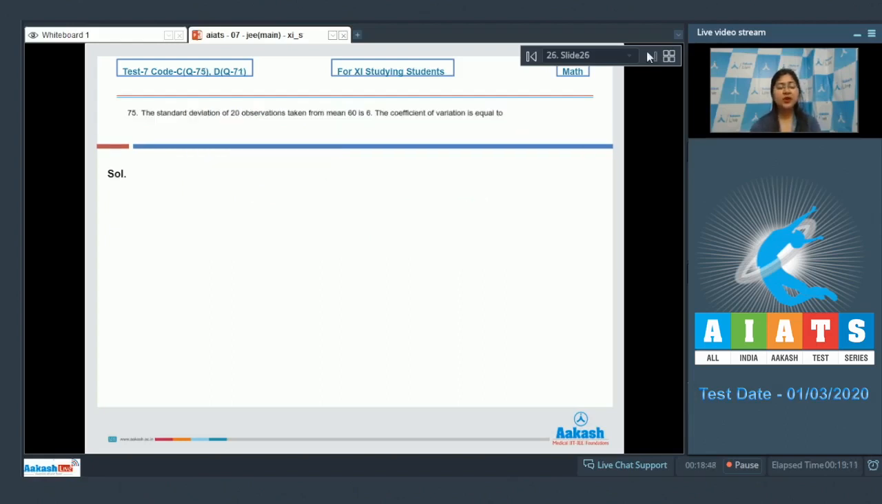Next is question number 75, which says the standard deviation of 20 observations taken from mean 60 is 6. The coefficient of variation is equal to. Very easy question. We know the direct formula. Coefficient of variation is equal to sigma upon x bar into 100. So this is equal to standard deviation, which is given to be 6, divided by x bar, that is mean 60, into 100. So this is equal to 10. So the required answer is 10.